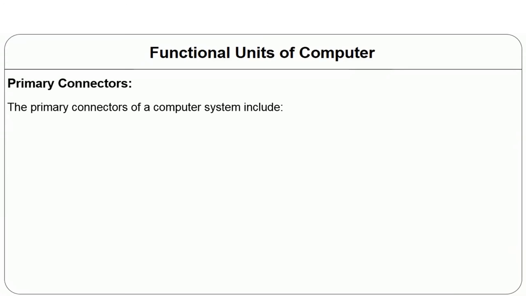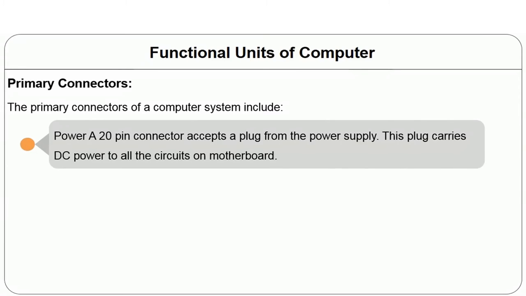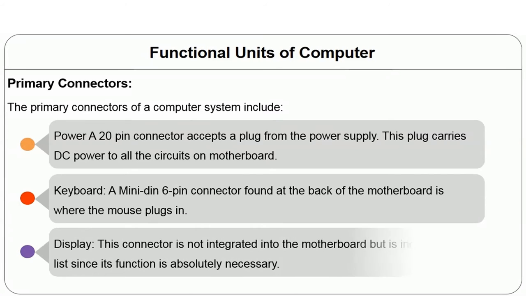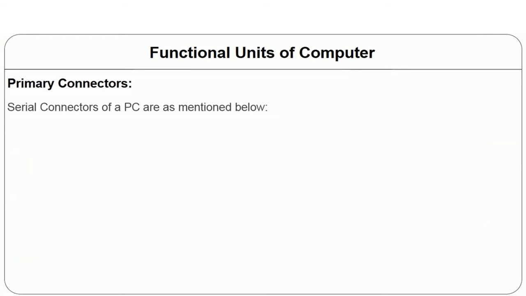Primary connectors. The primary connectors of a computer system include Power. A 20-pin connector accepts a plug from the power supply. This plug carries DC power to all the circuits on the motherboard. Keyboard: a mini DIN 6-pin connector found at the back of the motherboard is where the keyboard plugs in. Display: this connector is not integrated into the motherboard but is included in this list since its function is absolutely necessary. Serial connectors of a PC are standard serial connector.